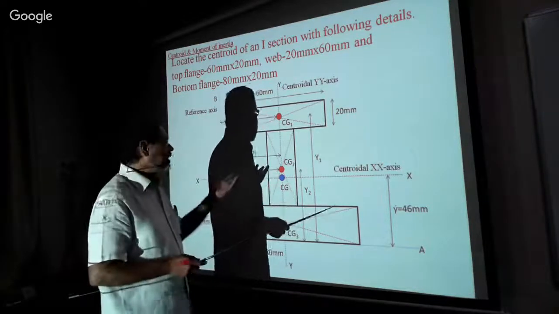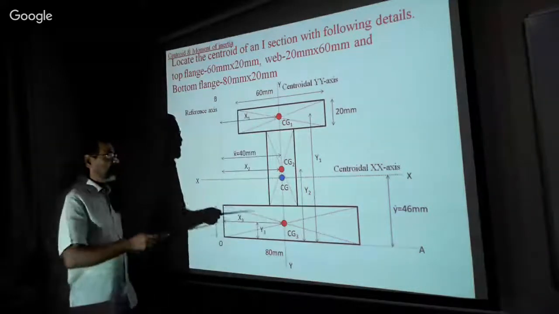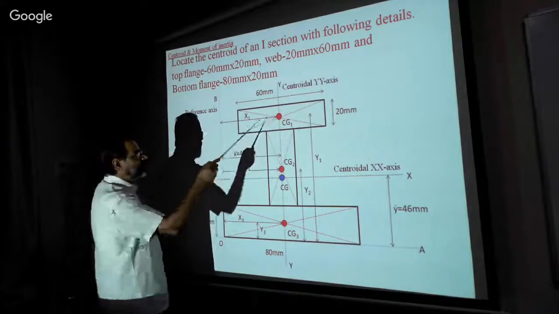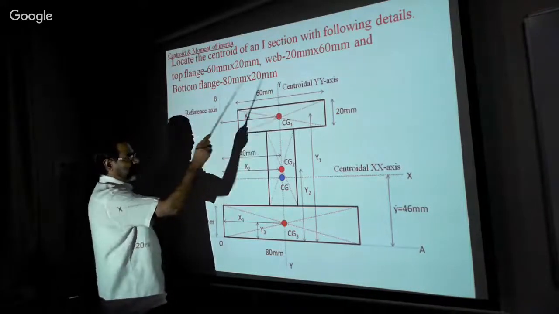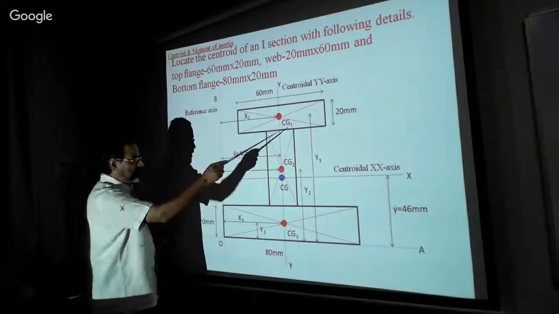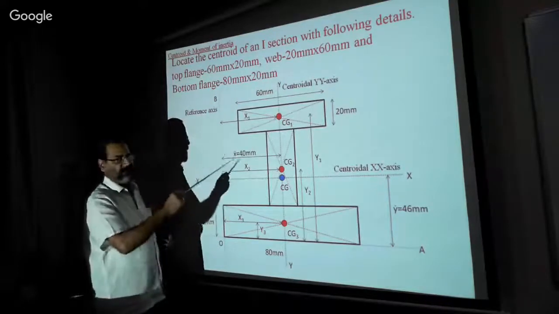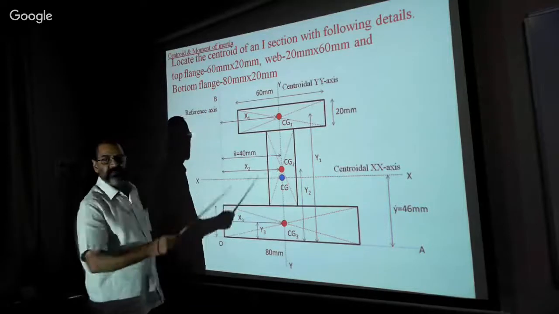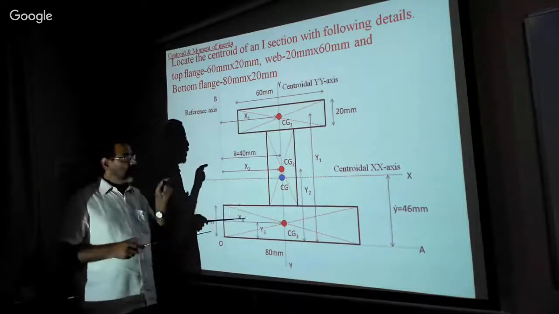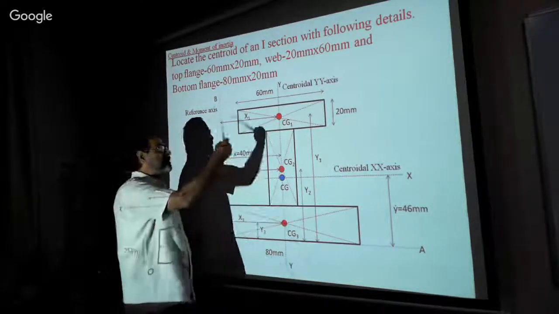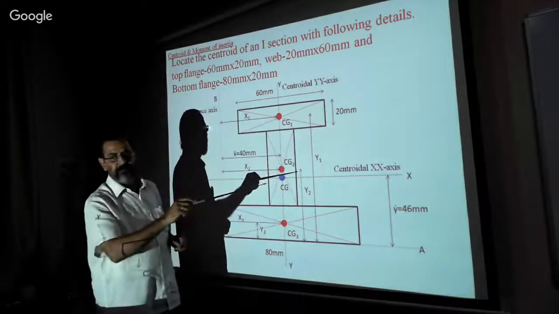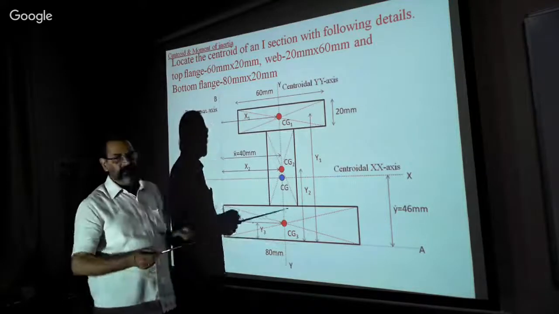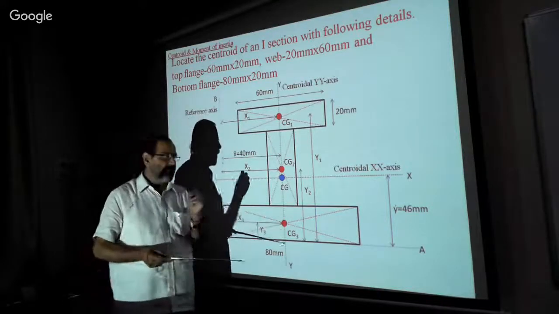Now, how to calculate this? It is very easy. We can locate it. Just join the diagonals and we will get the centroid of section 1. Similarly, join the diagonals and we will get the centroid of the figure 2, and the centroid of figure 3. But locating the centroid of the I section needs some work.